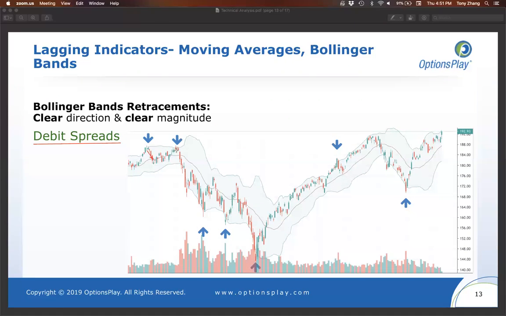In nature, these retracement trades, when they do happen, happen very quickly, and you want to make sure that you are in and out of these trades very quickly. Most of them just last a few days, maybe a few weeks at most. And the best way to protect yourself on these retracement trades is to use debit spreads, because they risk relatively small amounts of capital.